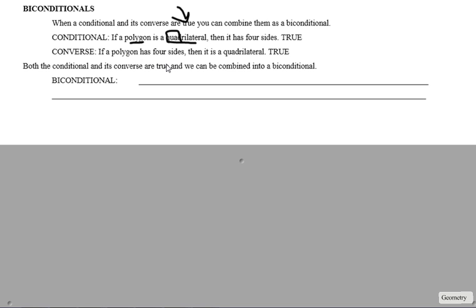Okay, the biconditional is going to be an if and only if statement, and it's also going to have an arrow that goes both ways. So a biconditional is going to combine your original hypothesis without the if: a polygon is a quadrilateral. And then it's going to say if and only if it has 4 sides. So let me show you how you write it. Then I'll explain the definition, and then I'll show you in symbolic form.